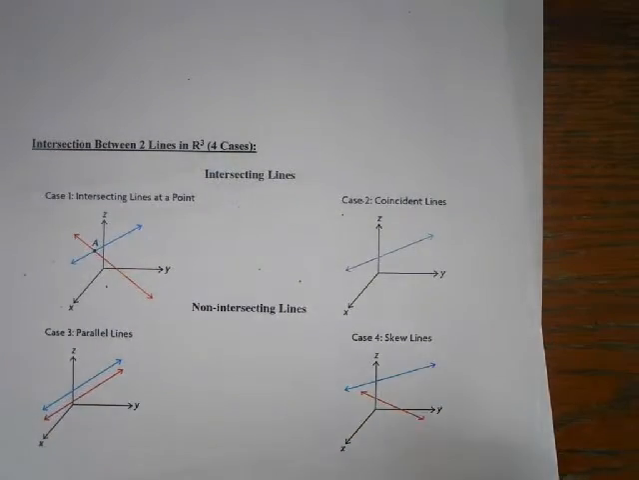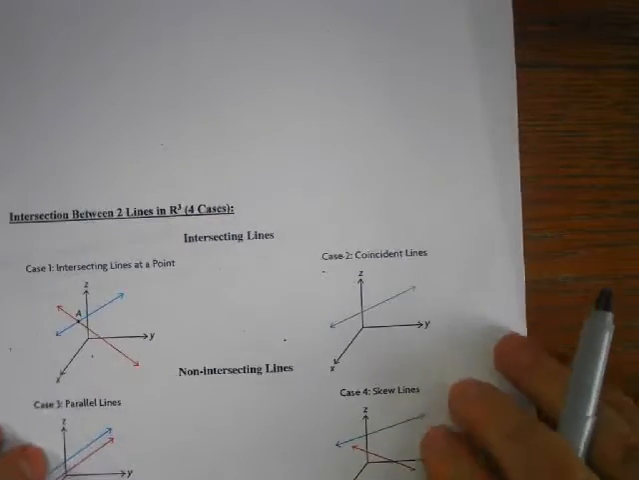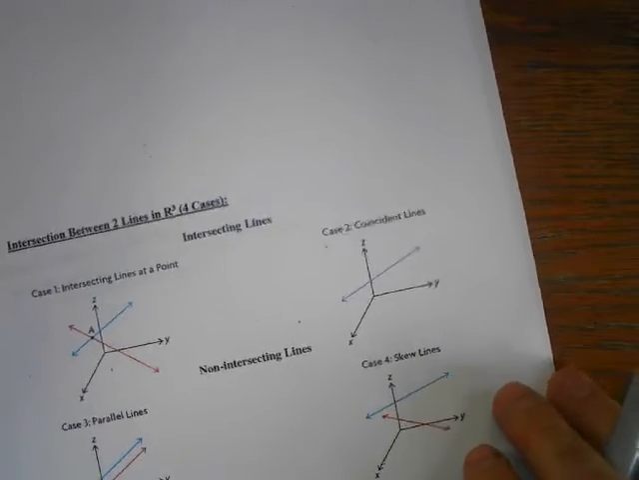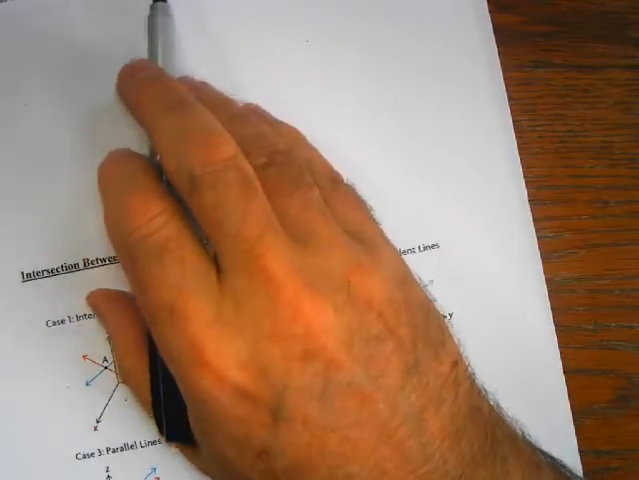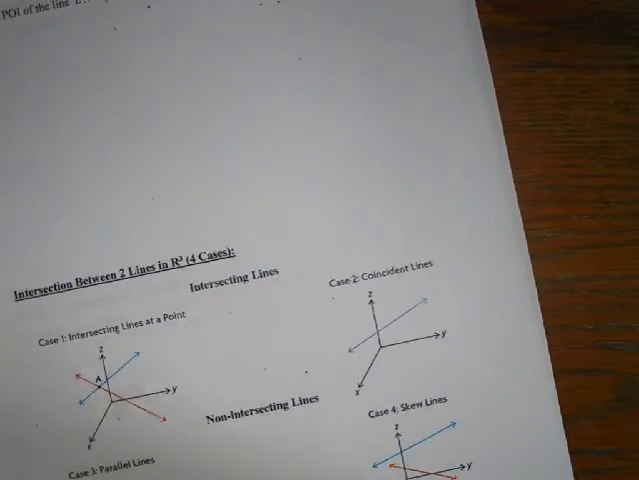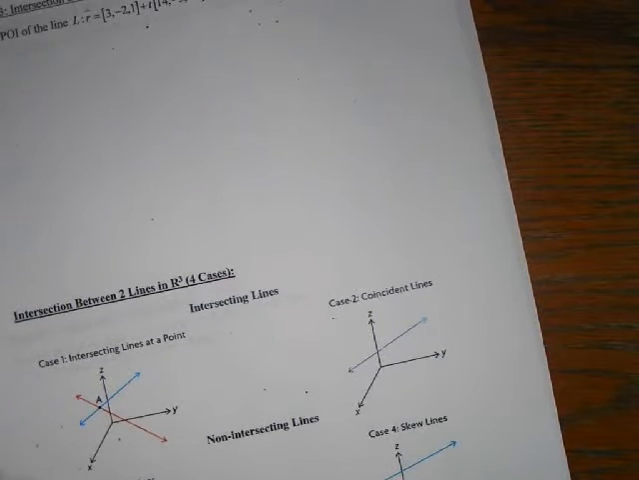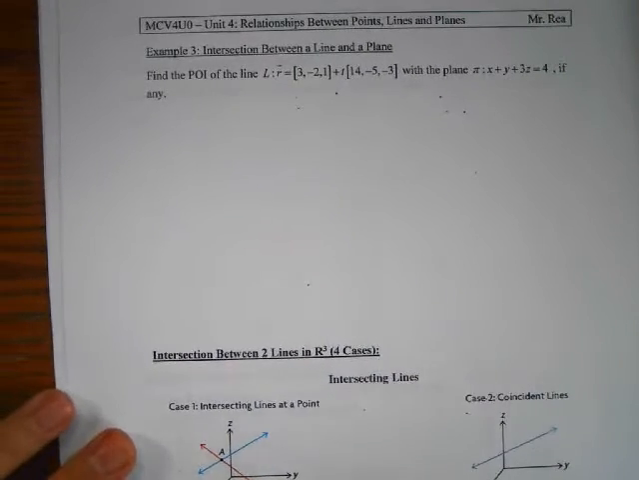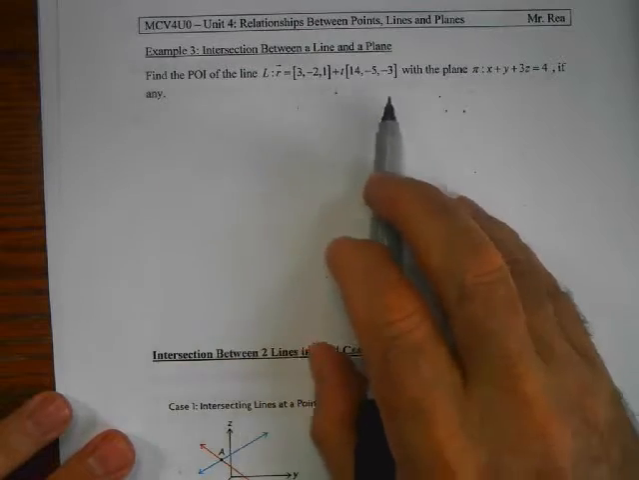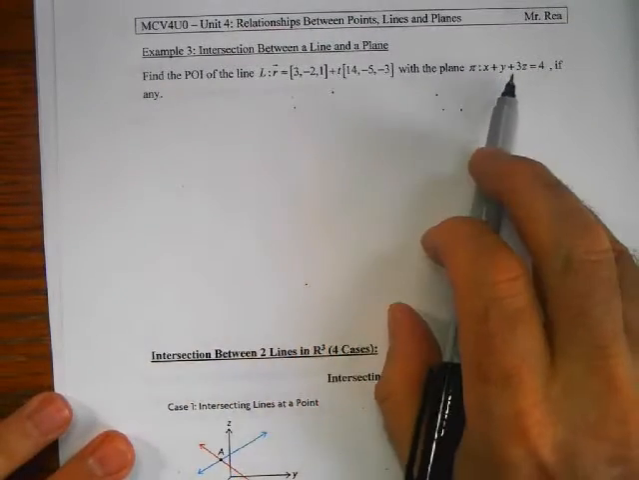Okay, so again, very familiar looking. Find the POI of the line, which is in vector equation form, with the plane that's in Cartesian form. So exactly the same style of question. Basically find which case it is and give the answer. So there's the equation of the line in vector form, and Cartesian for the plane.